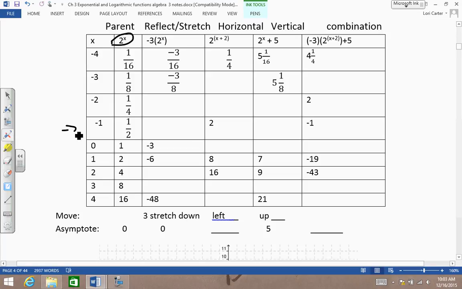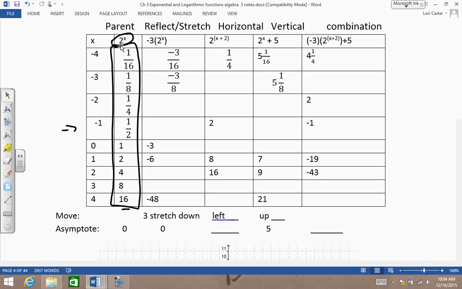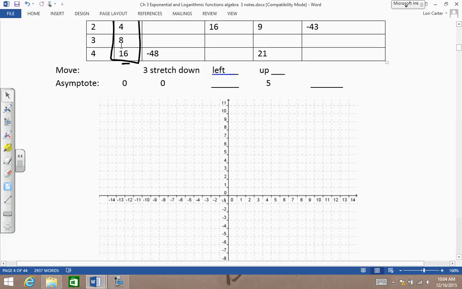Everybody okay? You're doing just the first line. Just here. So that's just one graph right there. That's one graph. So that's the y. So that's a point. We're going to graph -4, 1/16. So you're going to go down here to your graph. You're going to go -4, 1/16. Understood?